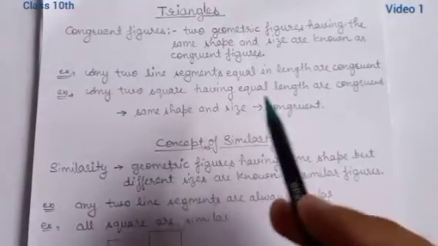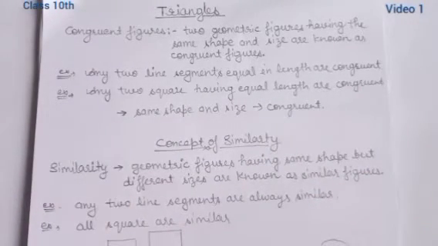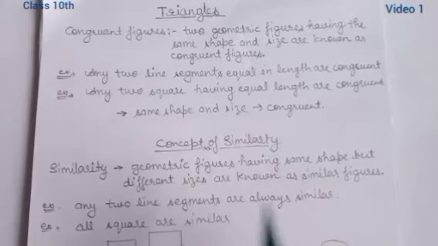So what is the meaning of congruent? If two objects have the same shape and size, they are said to be congruent. And students, we have various examples of that. If two circles have the same radius, they are said to be congruent. Another example is bangles. Okay, so students, let's move to the concept of similarity.